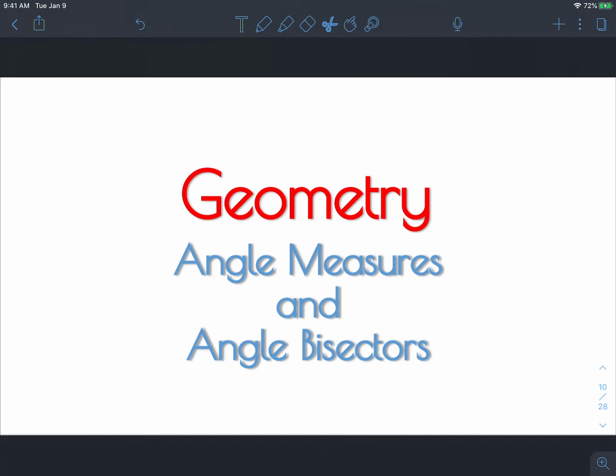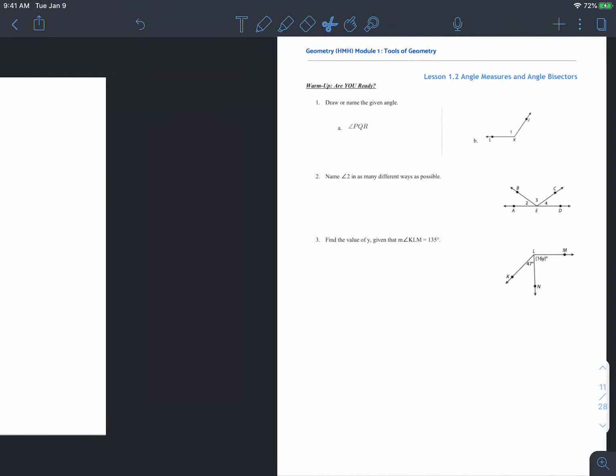Geometry, angle measures, and angle bisectors.